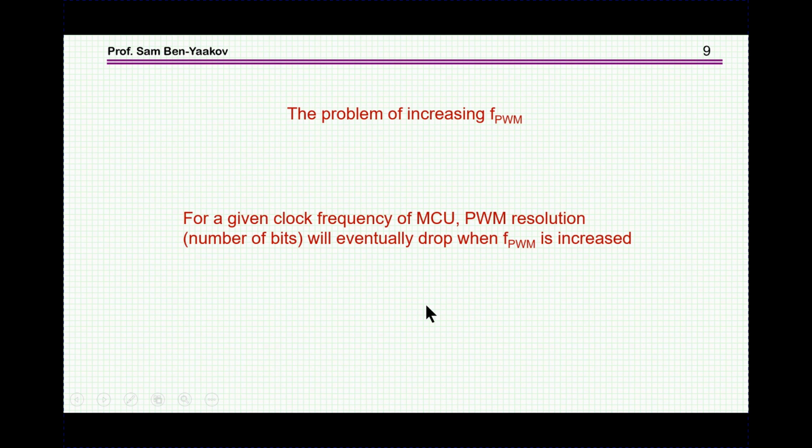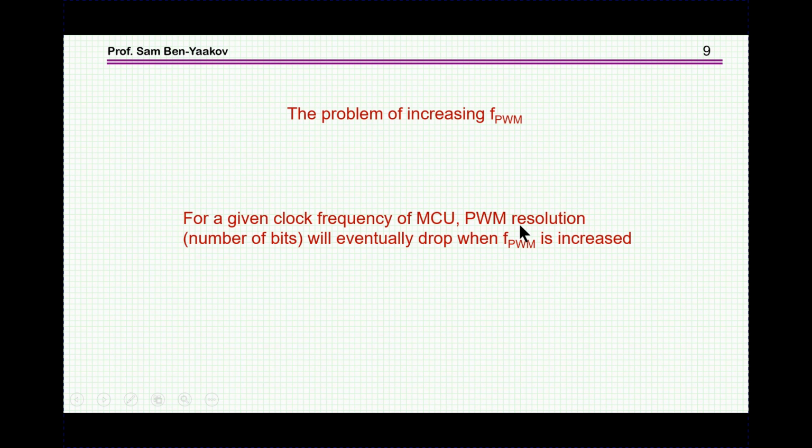As I've already mentioned, the best thing to do is, of course, to increase the frequency of the PWM. However, there is a limit here, depending on the clock frequency of the controller. Because as you increase the frequency of the PWM, the resolution of the duty cycle will deteriorate. That is, you cannot have a PWM running at extremely high frequency with very high resolution, many bits, because eventually the bit cannot be shorter than a clock.